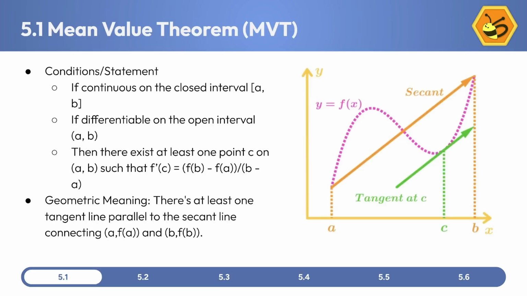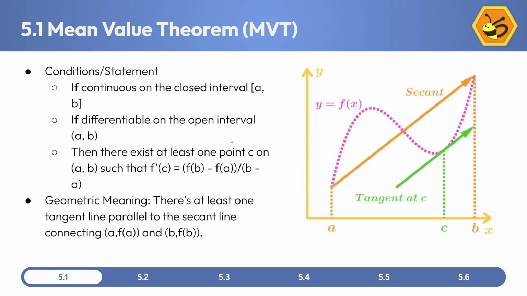So, mean value theorem. First of all, what are the conditions of the mean value theorem? We have two main conditions. The first is we have to make sure our function is continuous on the closed interval a to b. Notice this is a closed interval, so we must include our endpoints. The second condition is it must be differentiable on the open interval a to b. Notice this is an open interval, so the endpoints are not included.